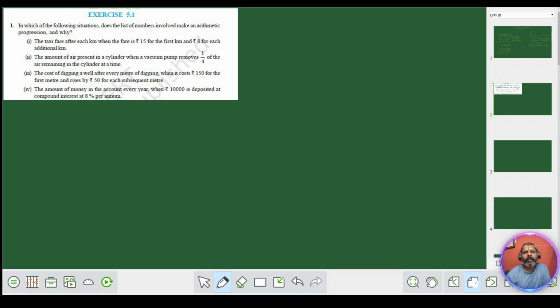In this class we will see the AP exercise 5.1. A few basic questions are given to check whether the given situations are in AP or not. We know for any sequence to be in AP, the common difference should be equal between the terms.